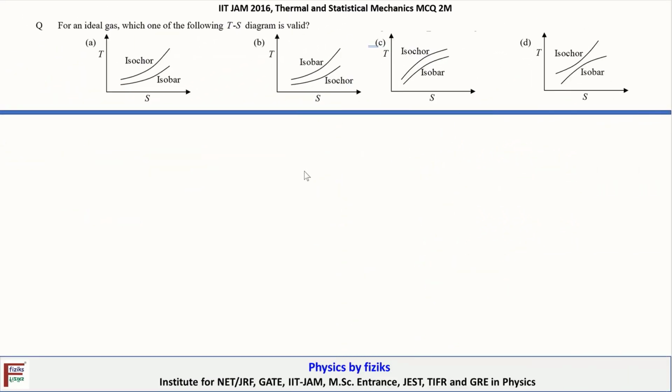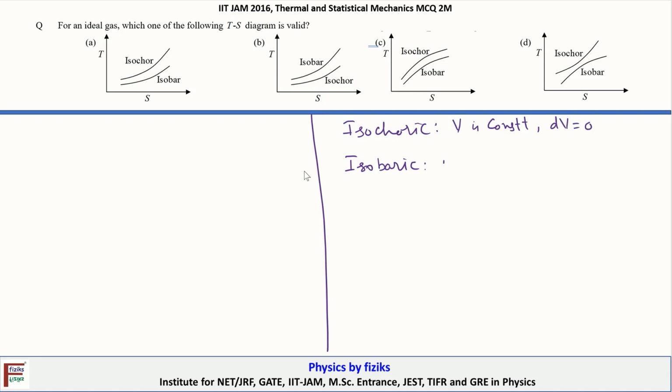For an ideal gas, which one of the TS diagrams is valid? So we can identify the correct diagram with the discussion as follows. Here basically we have to compare the isochoric and isobaric processes. So we are given an isochoric and another one is the isobaric process. In an isochoric process, volume is constant, which means dV is 0, and in an isobaric process, pressure is constant, which means dP is equal to 0 here.